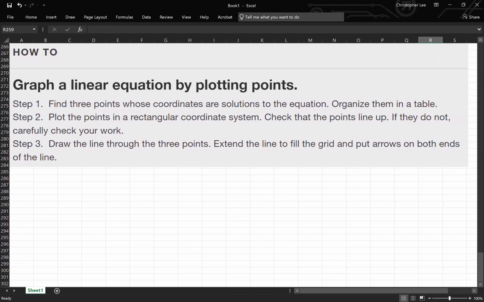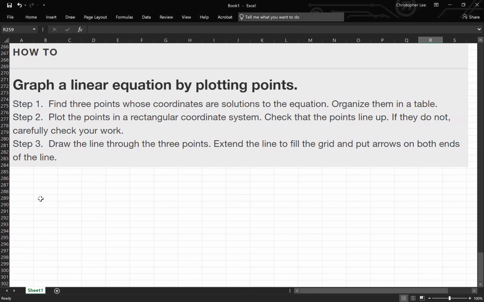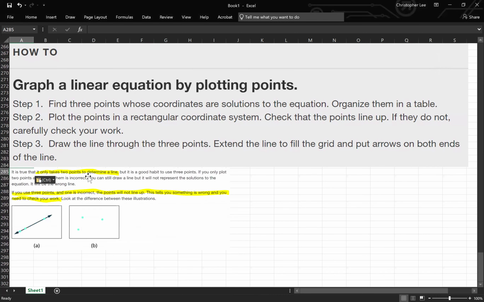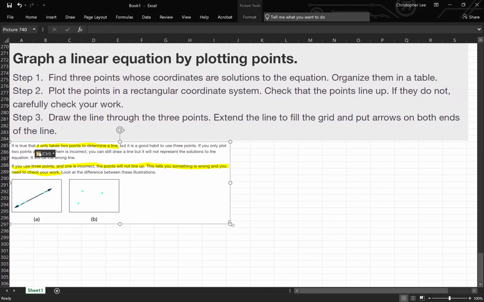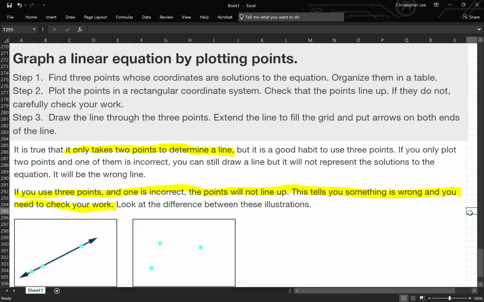If you guys want to take a picture, go ahead. Just make it a special note. It is true that it takes 2 points to determine a line, but it is good habit to use three. If you only plot 2 points and one is incorrect, you can still draw a line, but it will not represent the solutions to the equation. So it will be the wrong line.